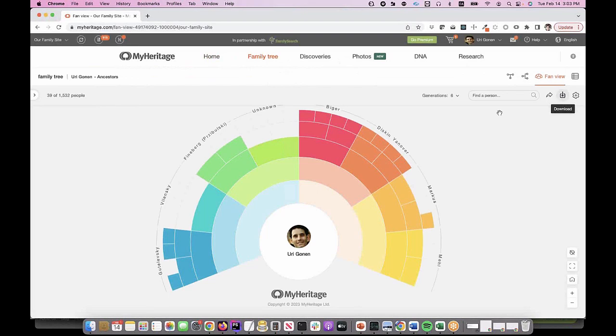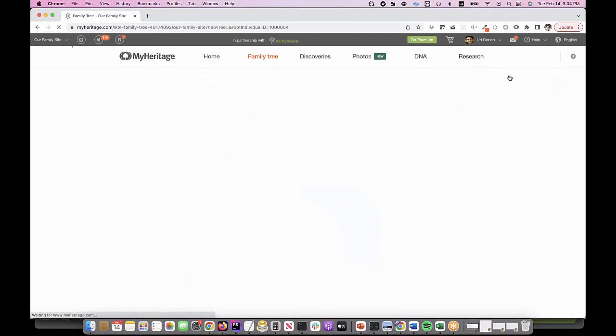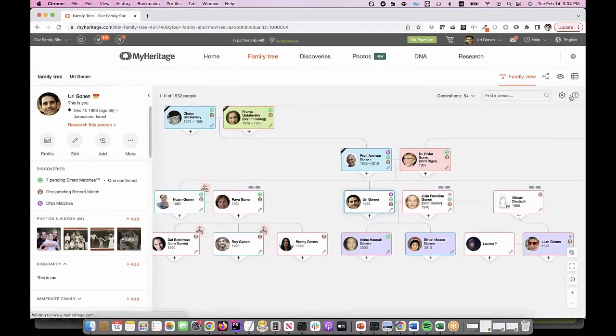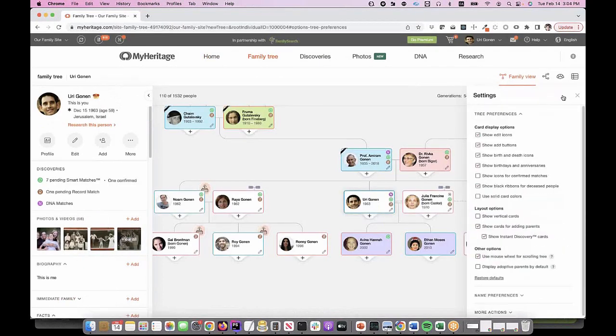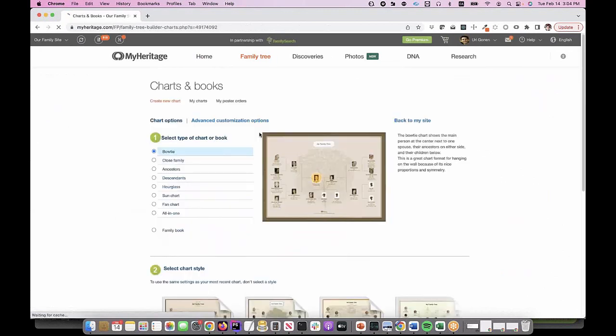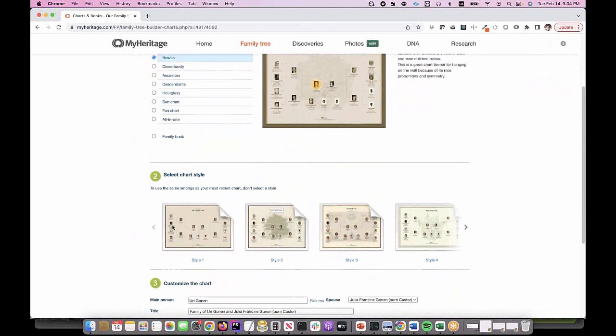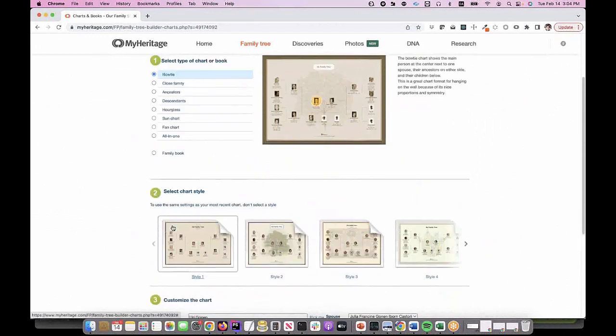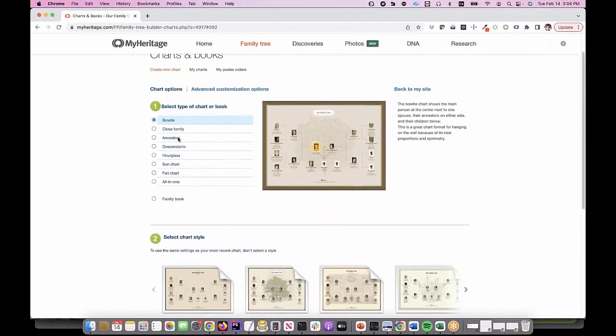There's actually both. So you download that to your computer, and once it's on your computer, then you can print it. Okay, that's great. This is for this particular view, but for the regular tree, you actually go to the settings, and if you look at more actions, there's something called print, but really it's not printing what you see right now. It takes you to another section of the tree called charts and books, which is a very large section.